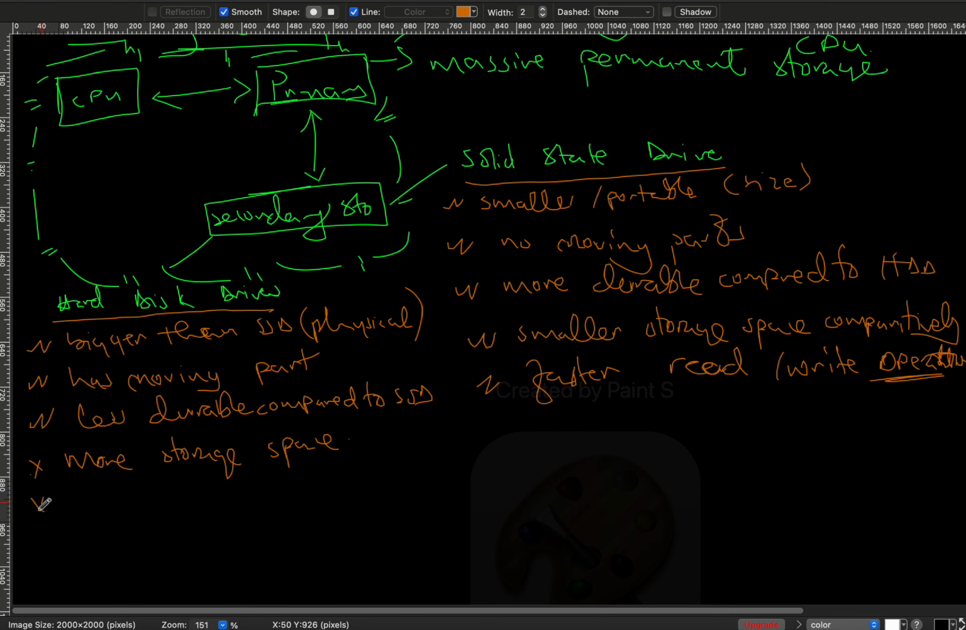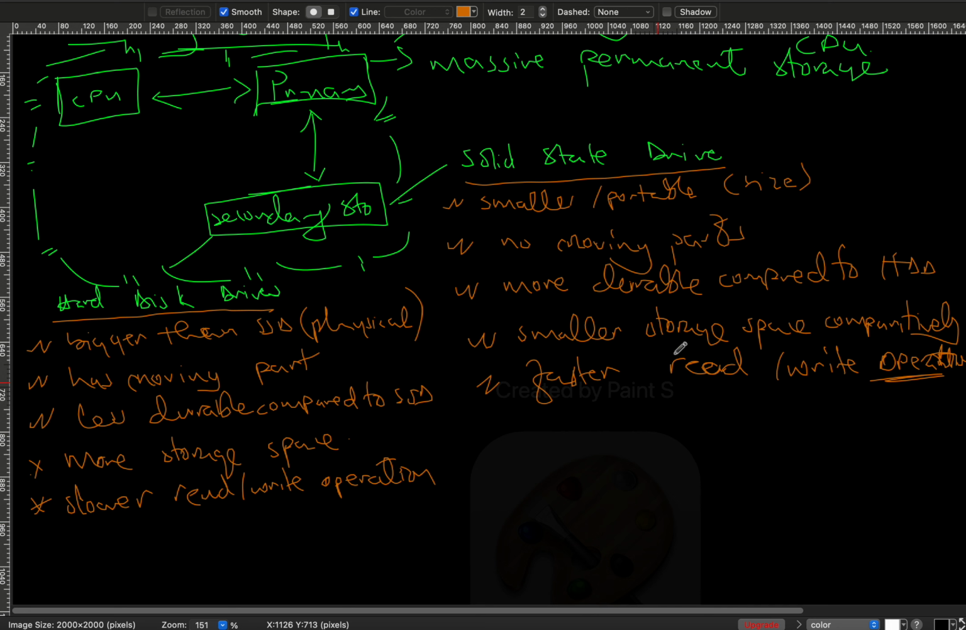The HDD now has got slower read-write time. So it's slower read or write operations. When I want to write to an HDD, it's going to be slower as compared to when I'm writing to a solid state drive. Even when I'm reading information from an SSD, it's faster than when I'm reading from an HDD.